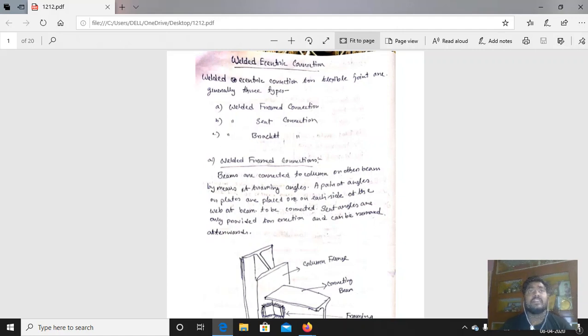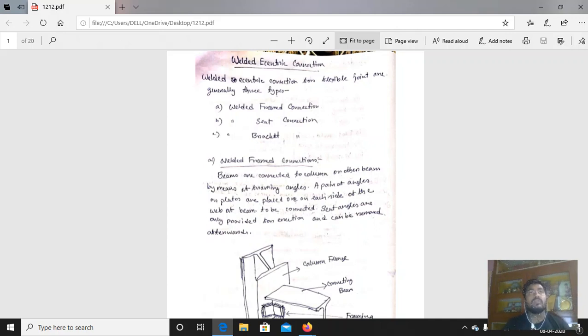eccentric connection, there are generally three types of connection that you have seen: the normal framed connection, second is the seat connection. In the seat connection there was stiffened and unstiffened seat connection, and then we discussed bracket connection type 1 and bracket connection type 2. But yesterday in the last class we designed all that through only bolted connection, but today we will be designing with the help of welded connection.